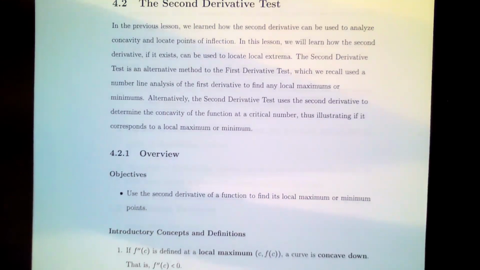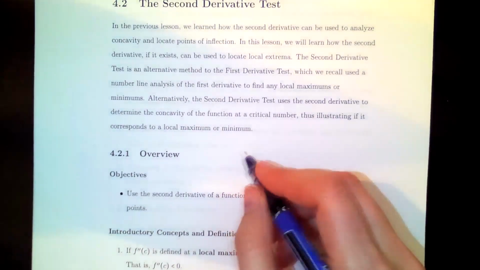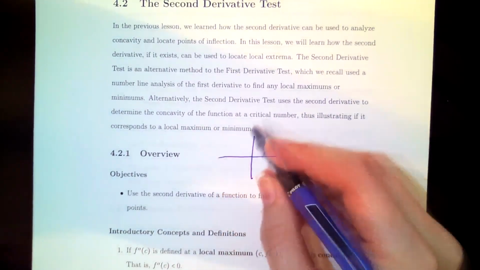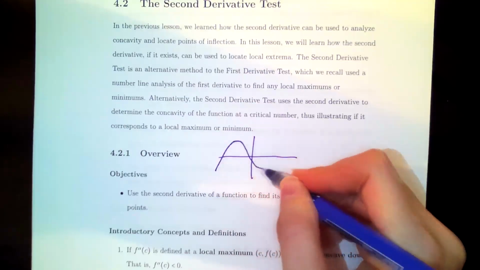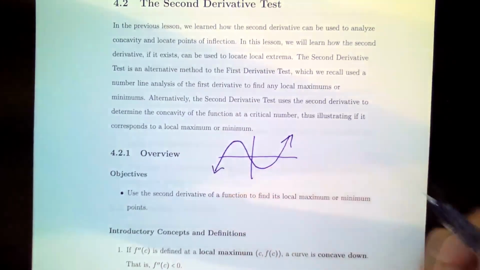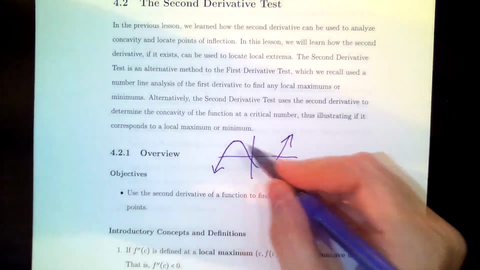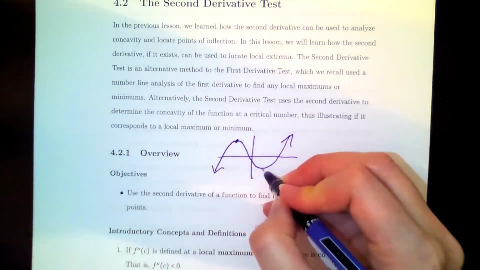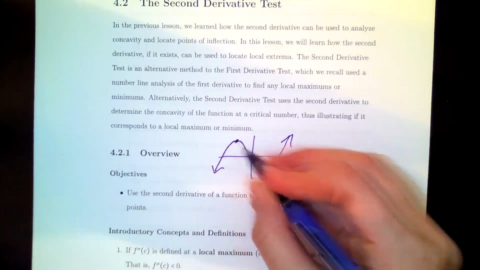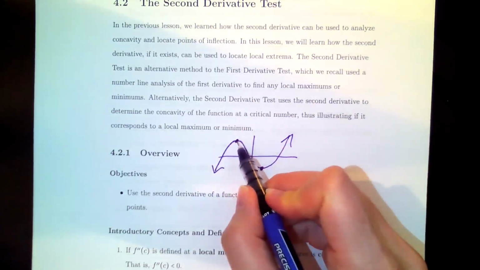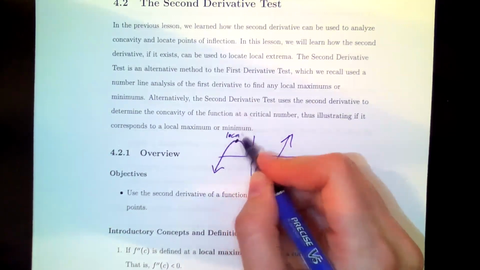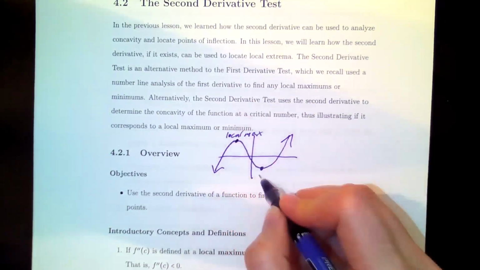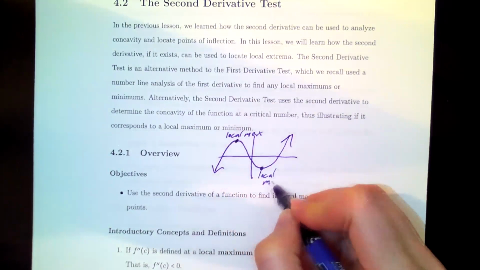Well, let's take a moment to think about what local extrema look like. I love drawing my generic cubic here. If we have such a curve, then we know we can identify our turning points on the graph. I have a turning point here, and I have a turning point here. This turning point we would have called a local maximum. And this turning point we call a local minimum.